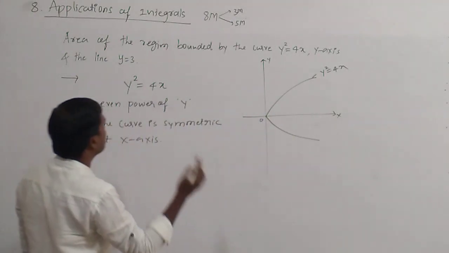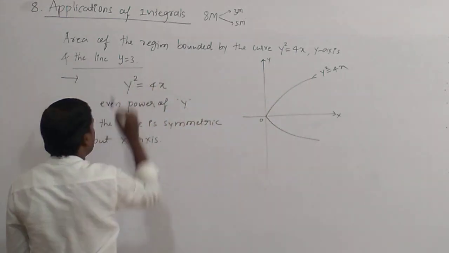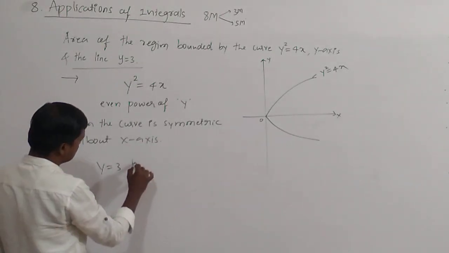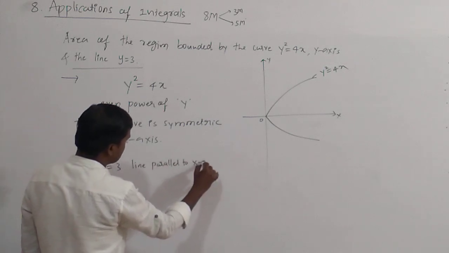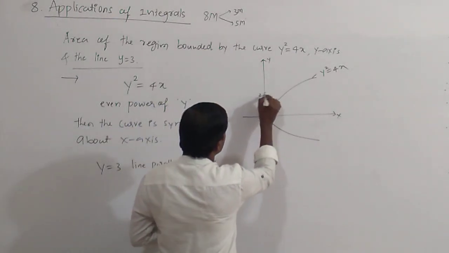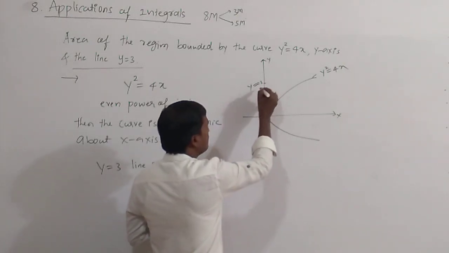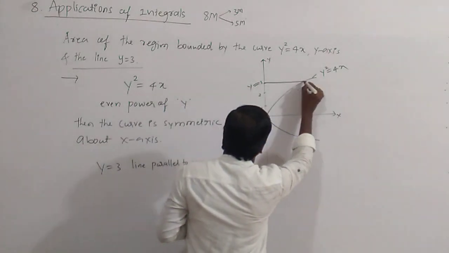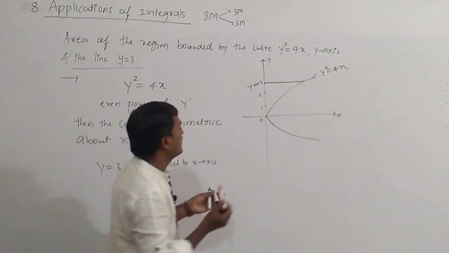Next, what have they given? We have to observe. With the y axis they have given the line y equal to 3. What is the meaning of y equal to 3? Just as we have discussed, y equal to 3 means it is a line parallel to the x-axis. Now here it is 1, here it is 2, here I will take 3. So y equal to 3 means we have to take the line that is parallel to the x-axis. So here it is like this. Now you should observe what the required area is. The required area is this one.